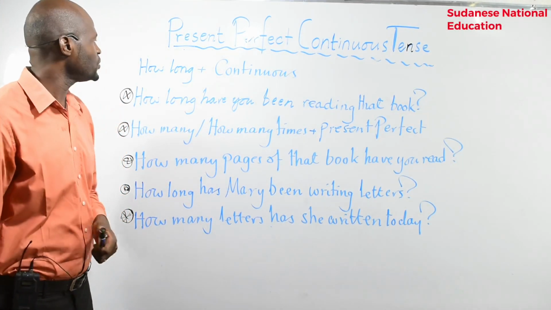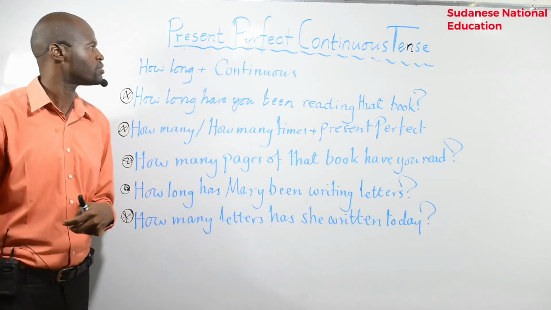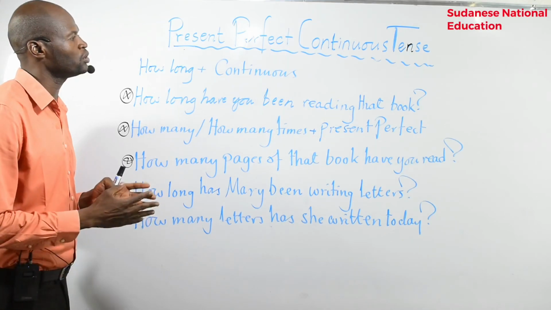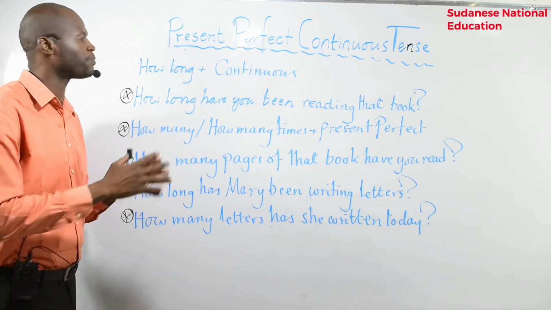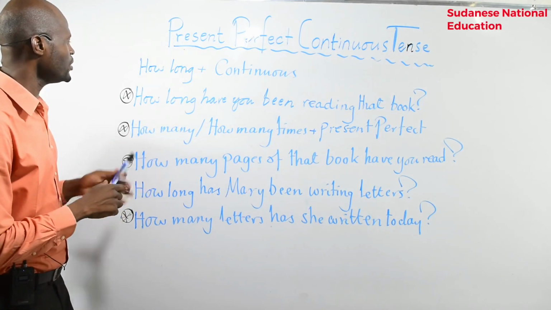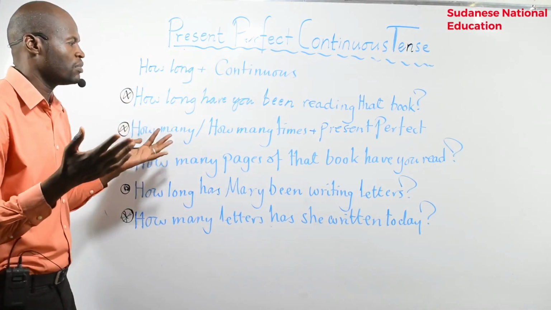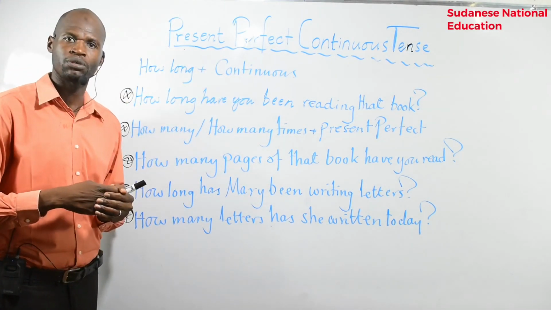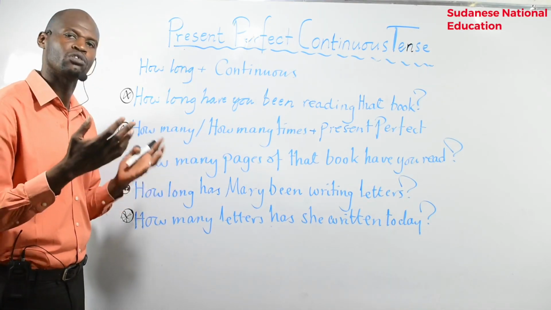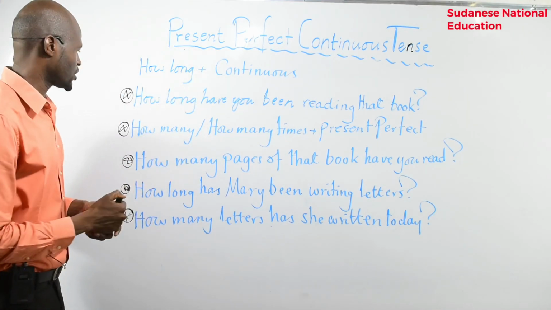Finally, let's see using how long and using how many or how many times. We use how long with the present perfect continuous to show the action is still happening, or the action has been continuing. For example, how long have you been reading that book? I can answer, I've been reading that book for 2 days, or for 3 or 4 days. So the action is still continuing.